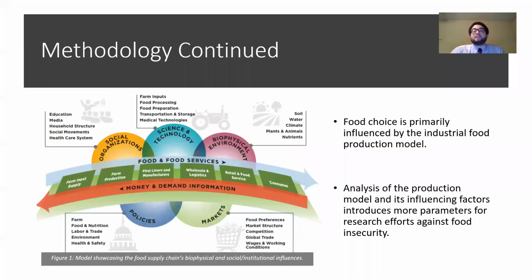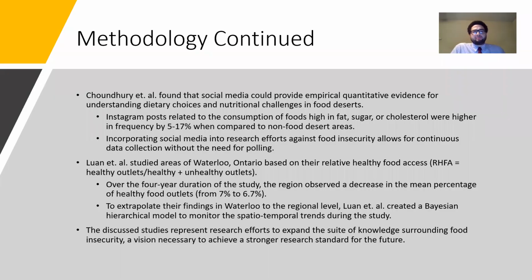Understanding the nuances of food choice is very important, and to understand it the best, you have to understand the industrial food production model, showcased here in Figure 1. This bidirectional supply line shows how food in our industrial food model goes from farm input supply to the consumer, while also showcasing all the biophysical, social, and institutional influences that go into creating our food along the way. Analysis of this production model and its influencing factors introduces more parameters for our research efforts and also helps aid in the fight against food insecurity.